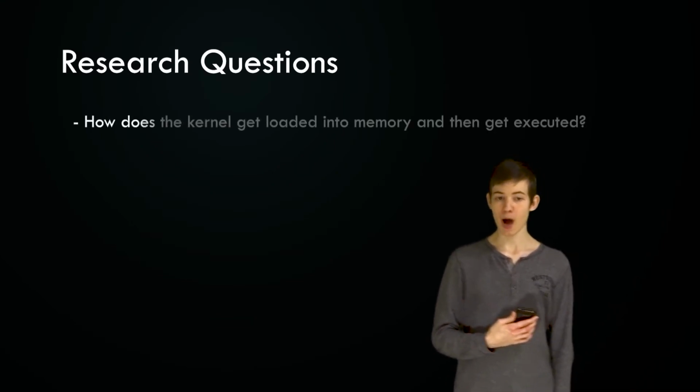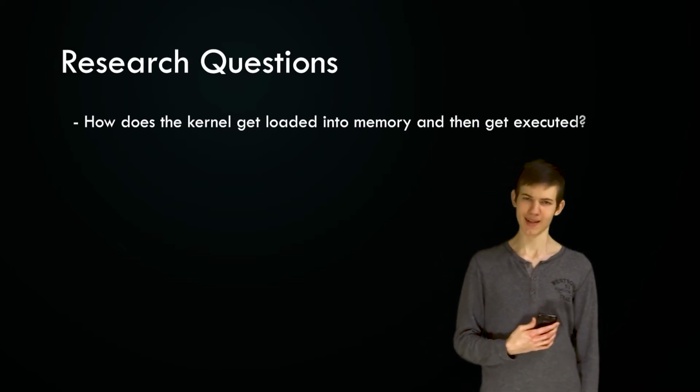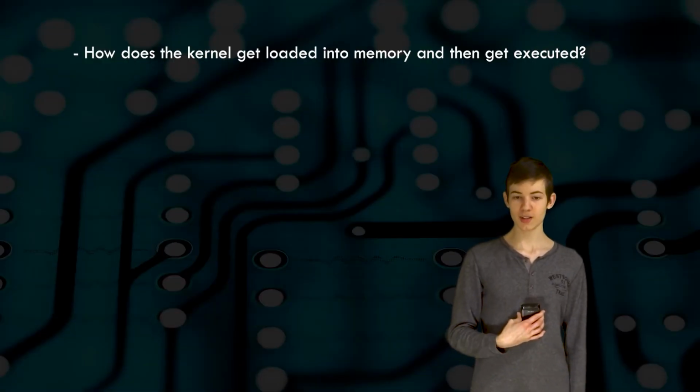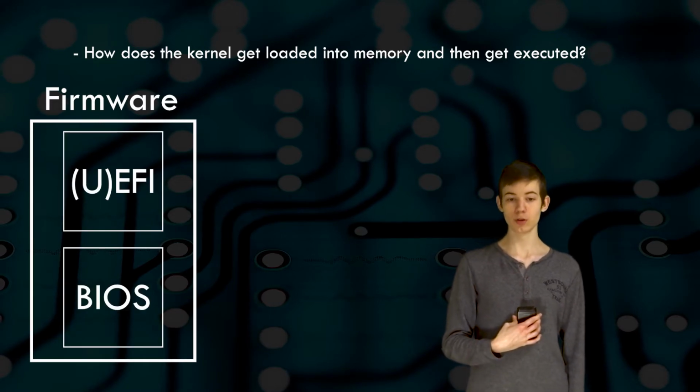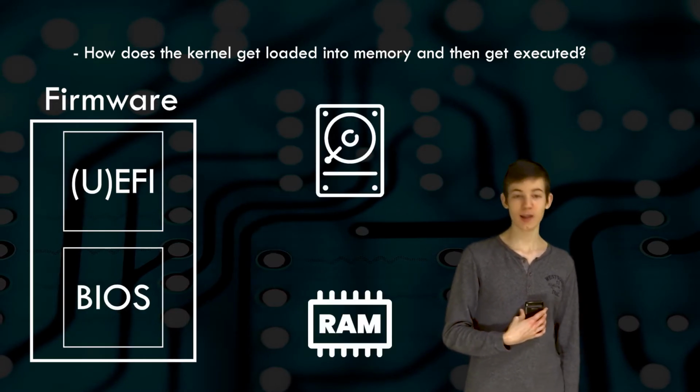Now that that's out of the way, it's time to ask some research questions to answer in this video. How does the kernel get loaded into memory and then get executed? Booting an operating system commonly starts with some firmware, like the EFI or the BIOS loading a bootloader from a storage device into memory and running it.